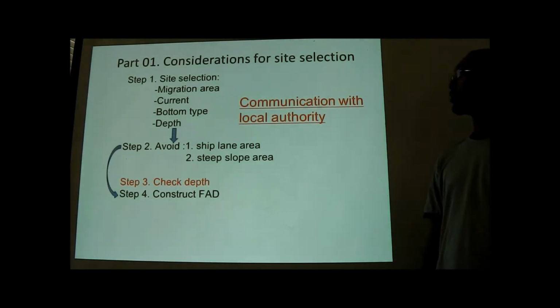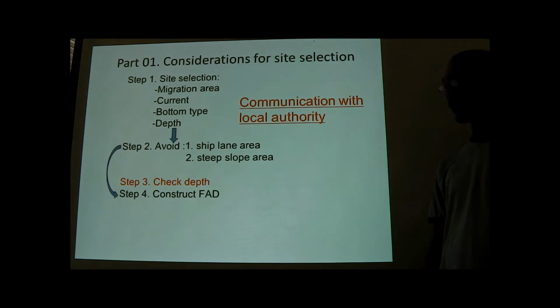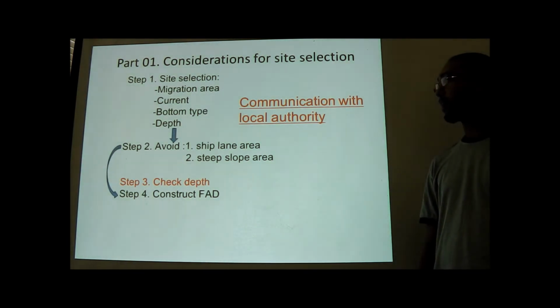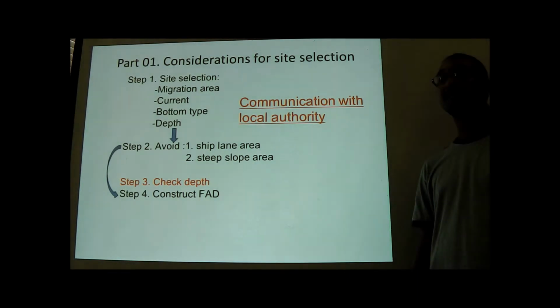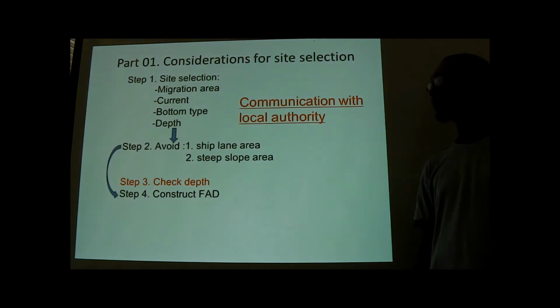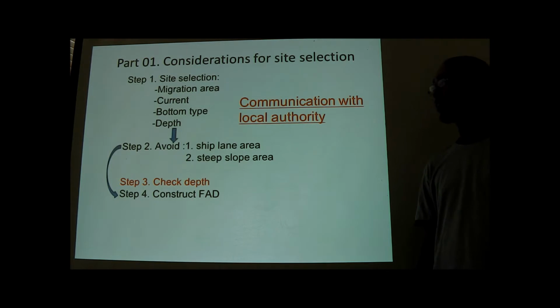Part 1, considerations for site selection. Step 1, site selection. We have migratory area, current, bottom type, and depth, all very important things we need to check. Many fishers by experience already know the migration area and already have knowledge on the current. However, we need modern equipment and charts to give us indication of the bottom types and depth.